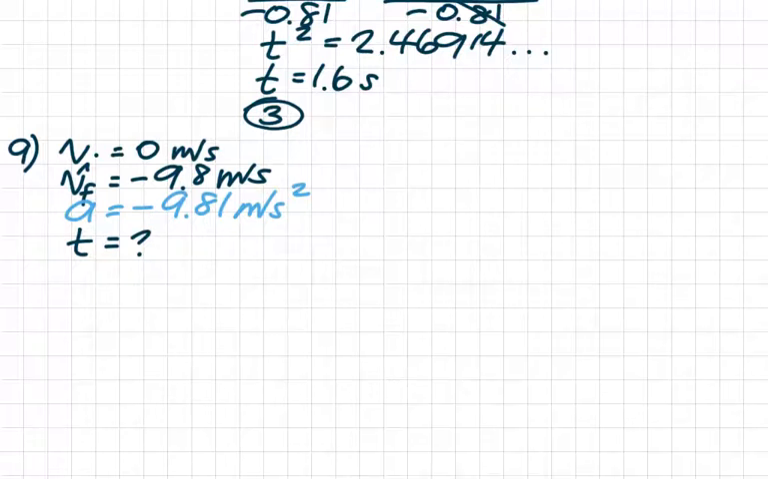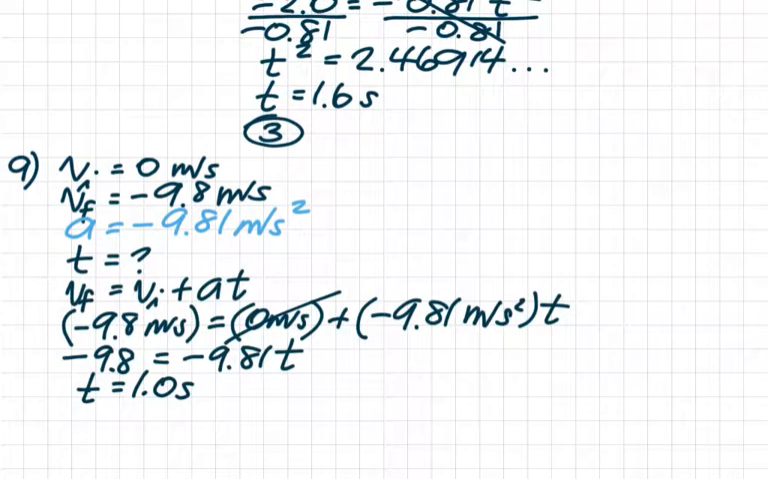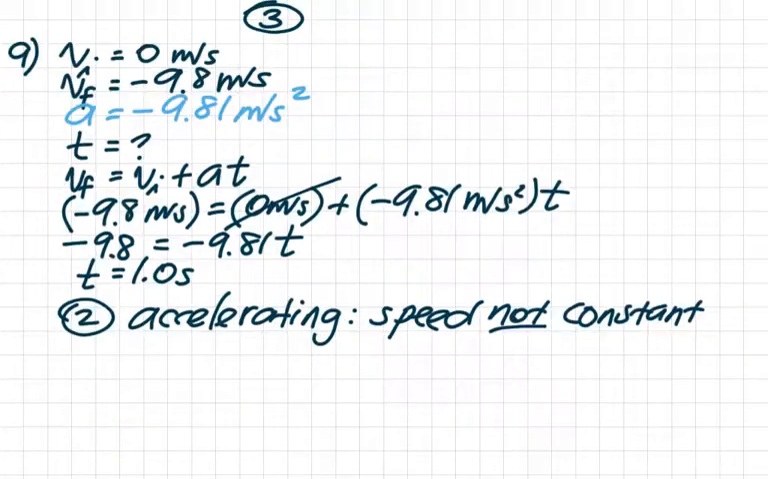And honestly, I do have enough information to solve the problem. I can do VF is VI plus AT. And when you solve for that time, you wind up with 1 second. Now you have to read the answer choices carefully because choice 1 says, during its entire first second of its fall, the speed was 9.8 meters per second. Choice 2 says, it's 9.8 meters per second at the end of its first second of fall. The answer is going to be choice 2.